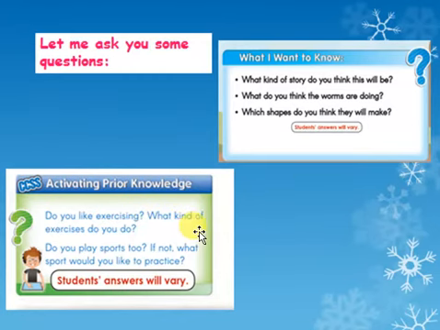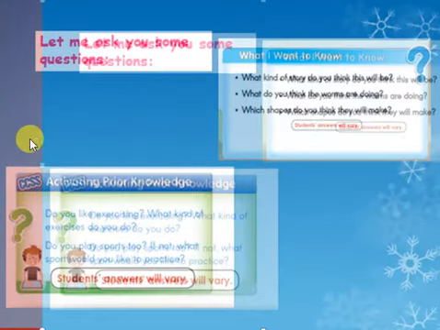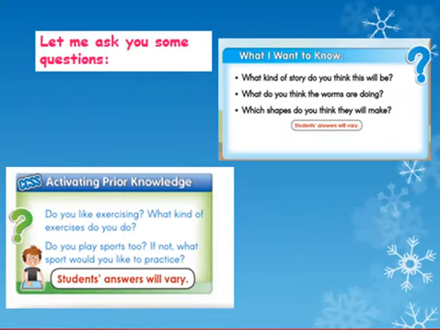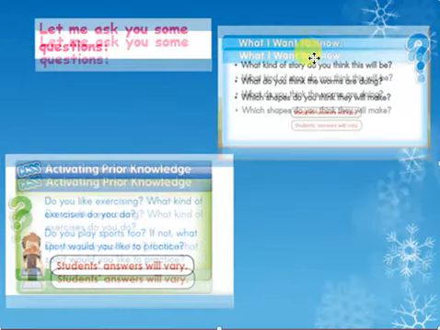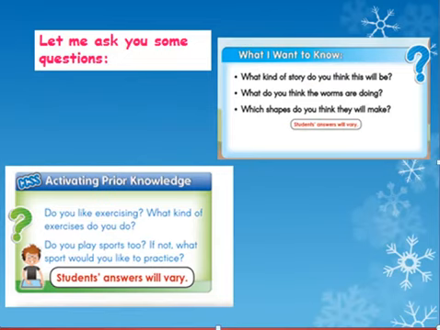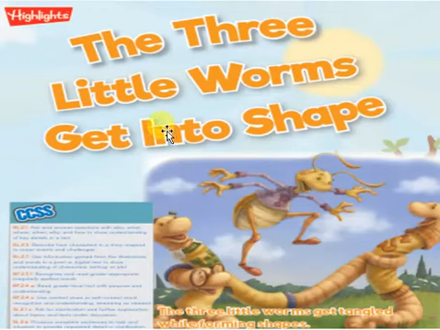Do you like exercising or no? What kind of exercise do you do? Do you play sports too? If not, what kind of sport would you like to practice? And keep these questions in your mind till we finish this story. This is the cover page, but it's cropped. This is the title, characters. You're going to do it without help. Circle the story elements that we got, like we were doing in class before, and hold your sticky notes and mention each one.